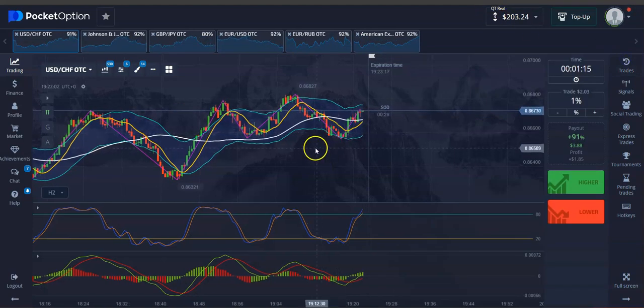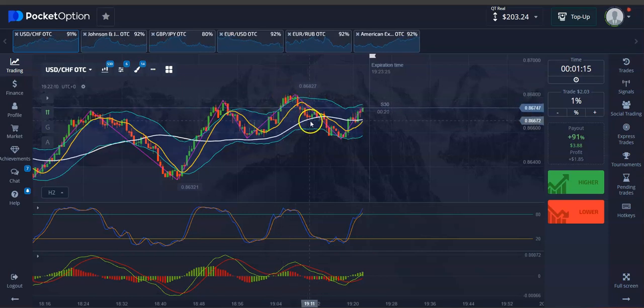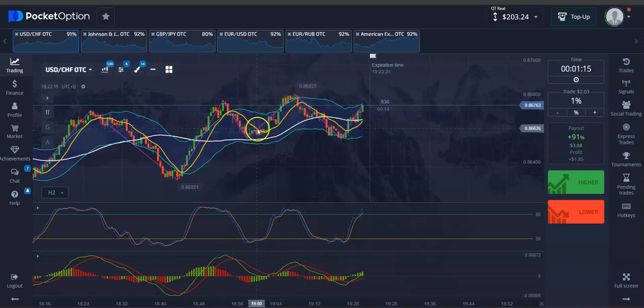So the strategy is simple. I'm using the zigzag as a main indicator to give me a signal for when I should enter, or when I think that the price has reached the top and is going to retract. But obviously, there is a lot more to it.